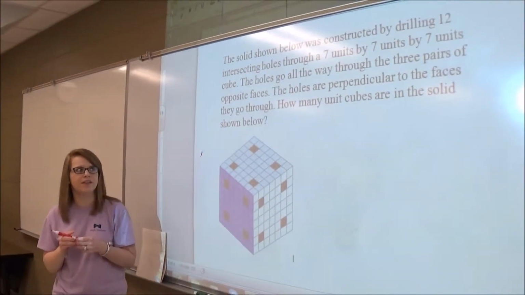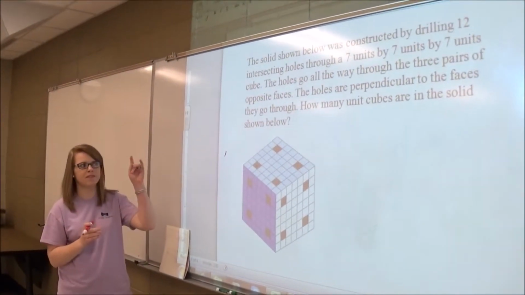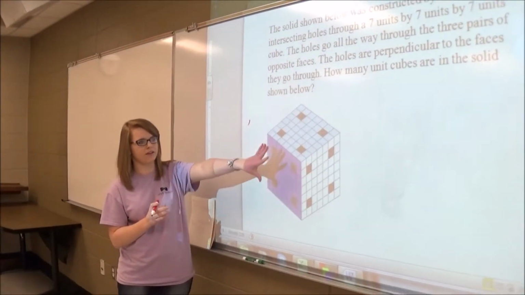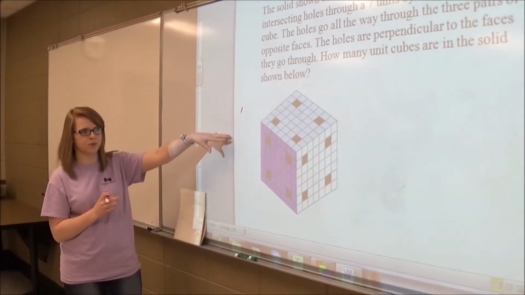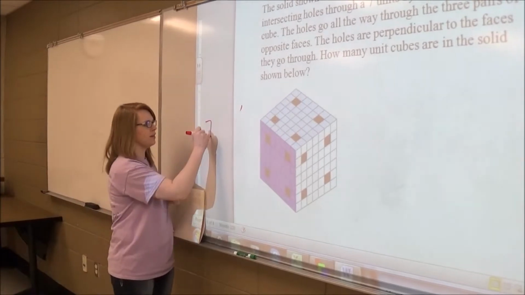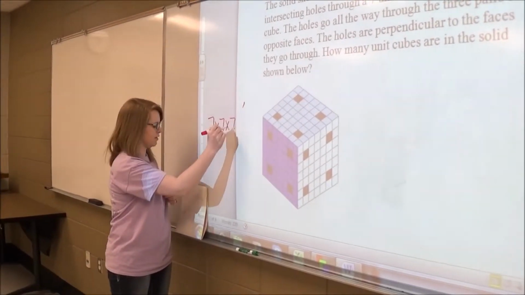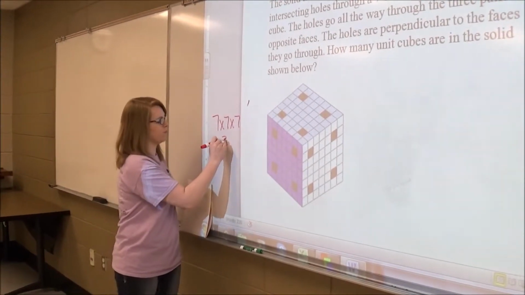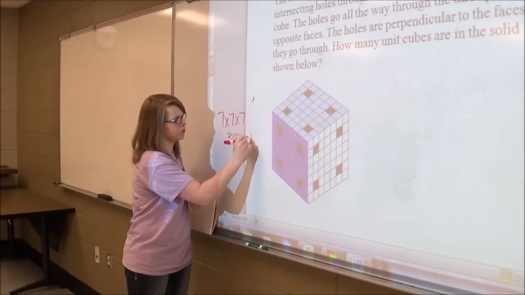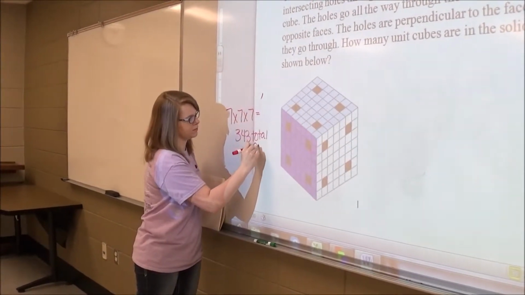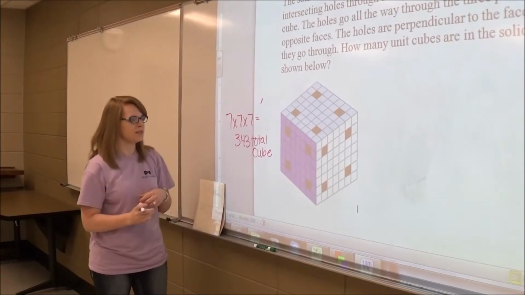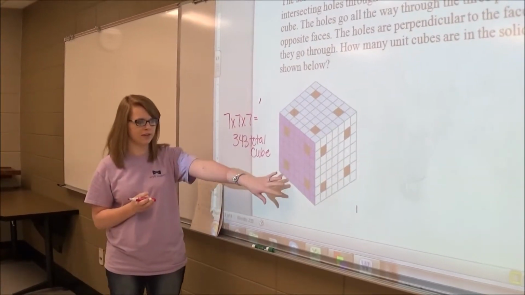So we know that the dimensions are 7 by 7 by 7. So to get the area of the total cube, we know it's length times width times height. So 7 times 7 times 7 gives us 343. This is for the total cube before the holes. So if we look at the holes, this one's a little bit different than our other problem.